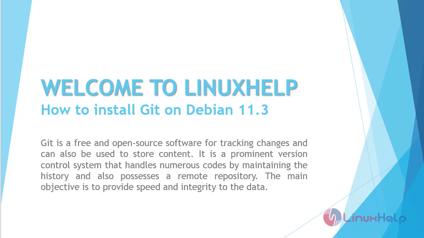Git is a free and open source software for tracking changes and can also be used to store content. It is a permanent version control system that handles numerous codes by maintaining the history and also possesses a remote repository. The main objective is to provide speed and integrity to the data.